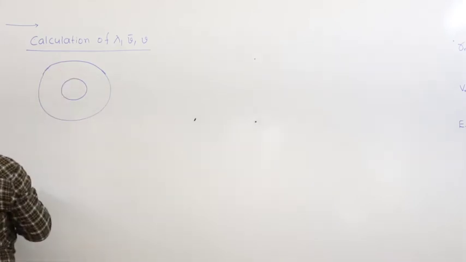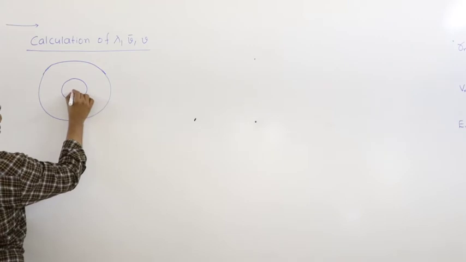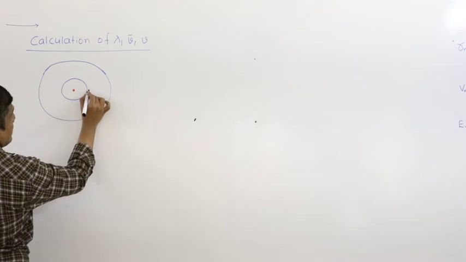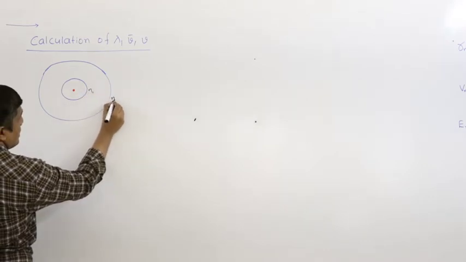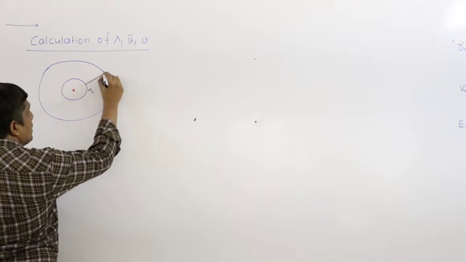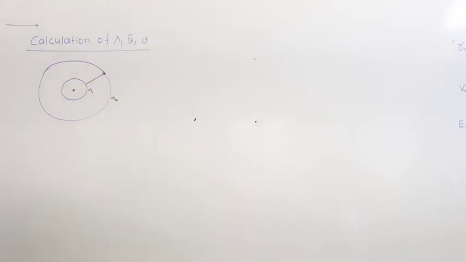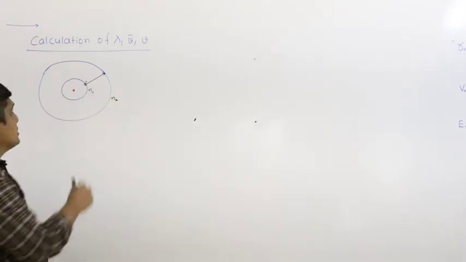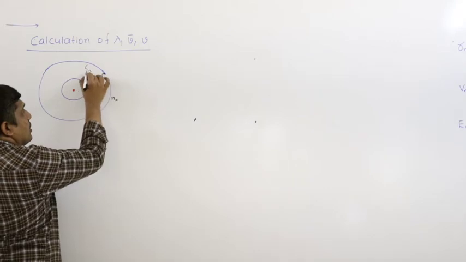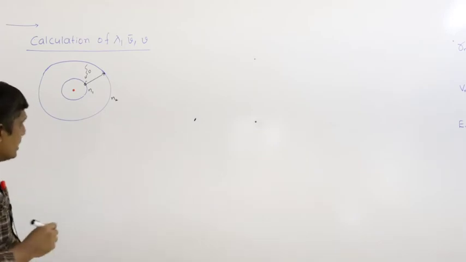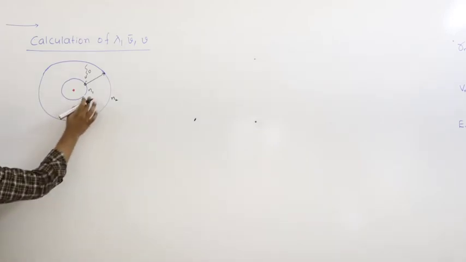Consider this as a nucleus. This is energy level N1, this is energy level N2. So the electron is jumping from N1 to N2. The electron present here in N1 initially, say it absorbs a photon and gains energy and jumps from energy level N1 to N2. So initially what is the energy of electron?